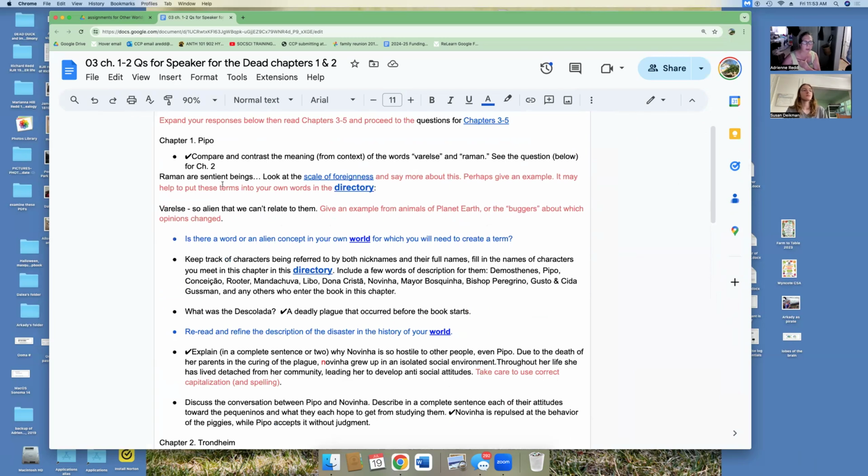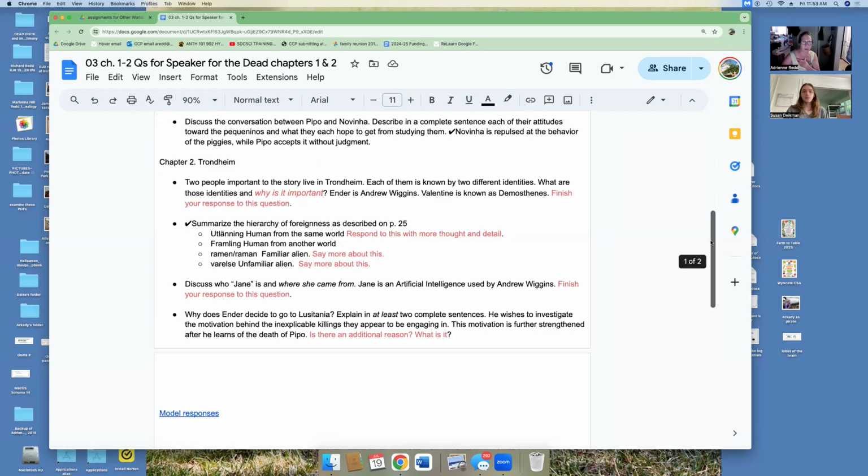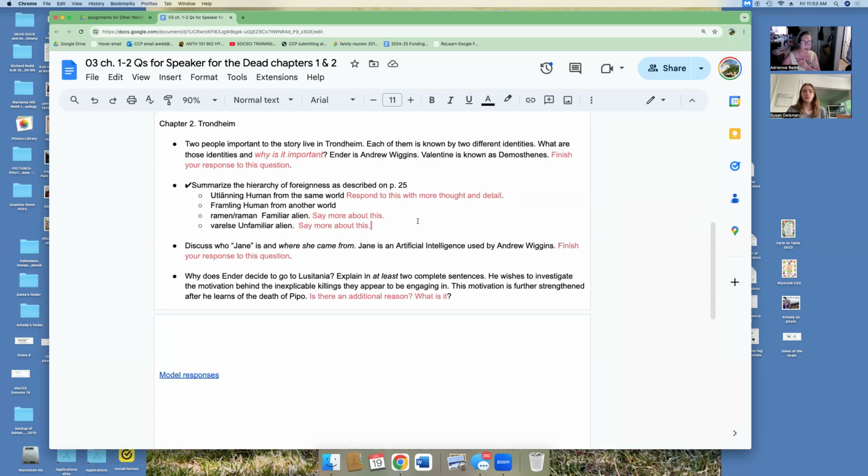So Ramen are sentient beings, and I wrote, say more about this, perhaps give an example. So when we look at the scale of foreignness, we don't like that scale of foreignness. Where's your scale of foreignness? Yeah, yours is better and less distracting. So let's expand on this.